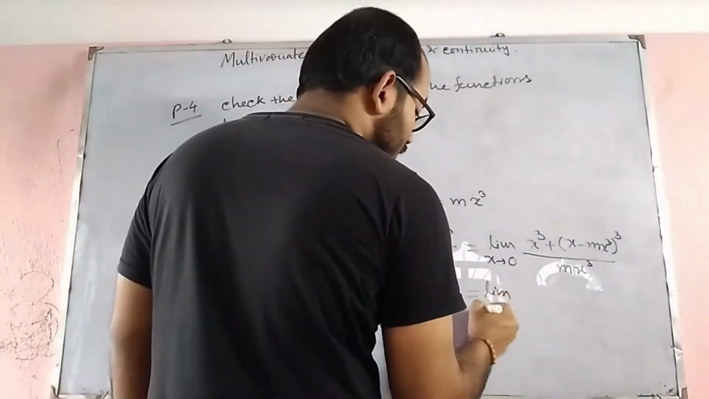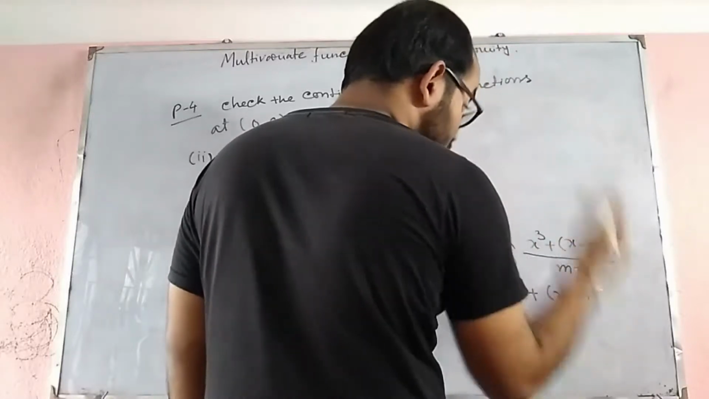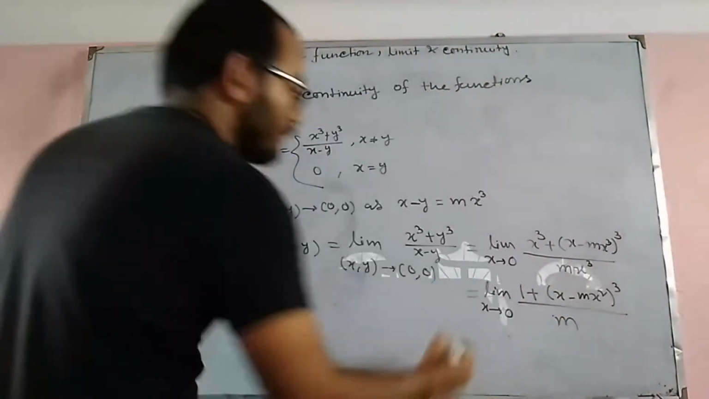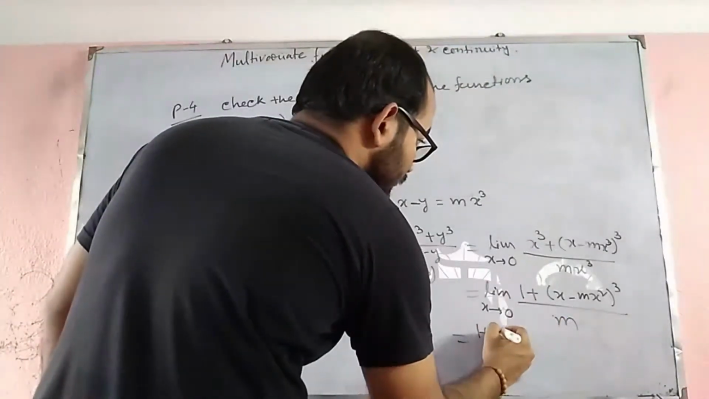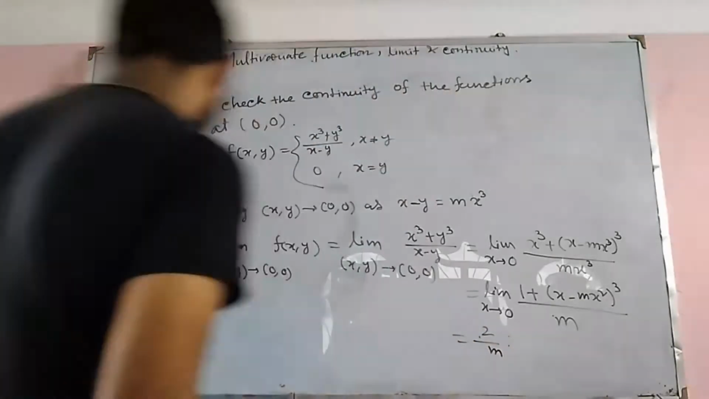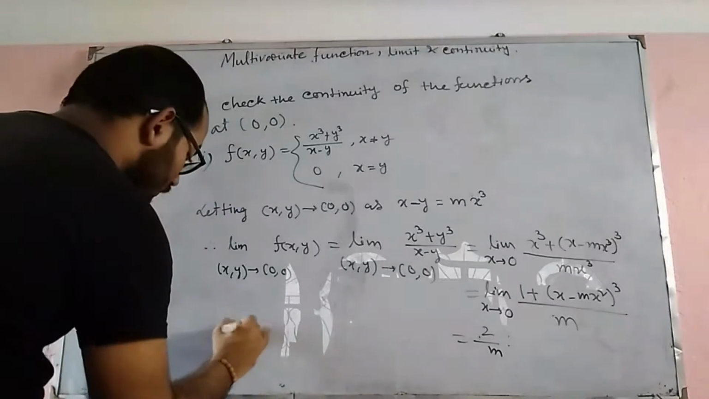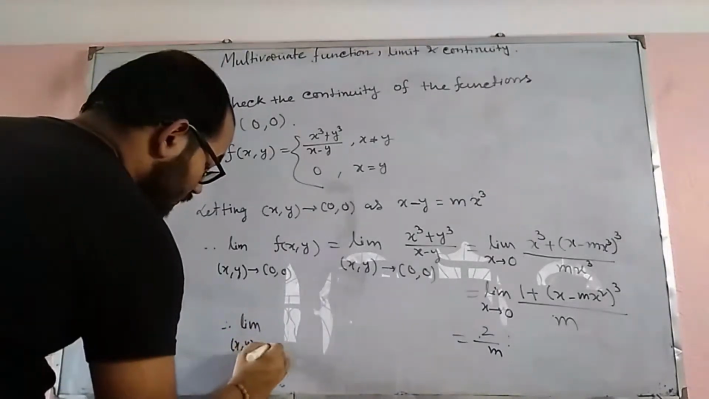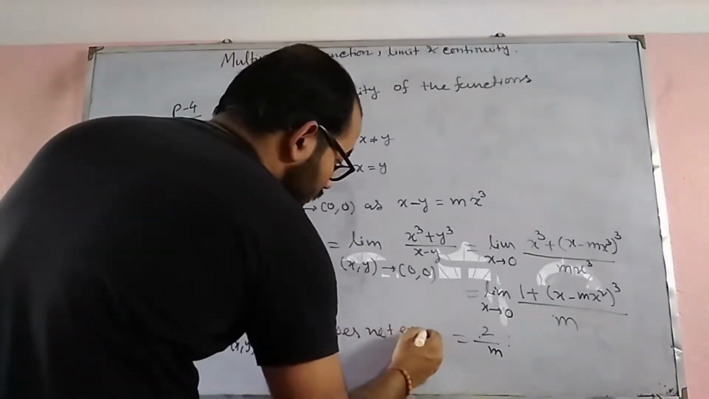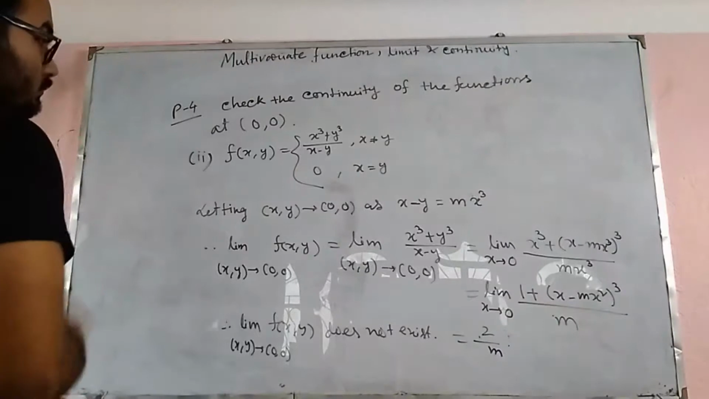And this will be 1 plus something by 2. So it is an entirely dependent variable. So limit of the x, okay.